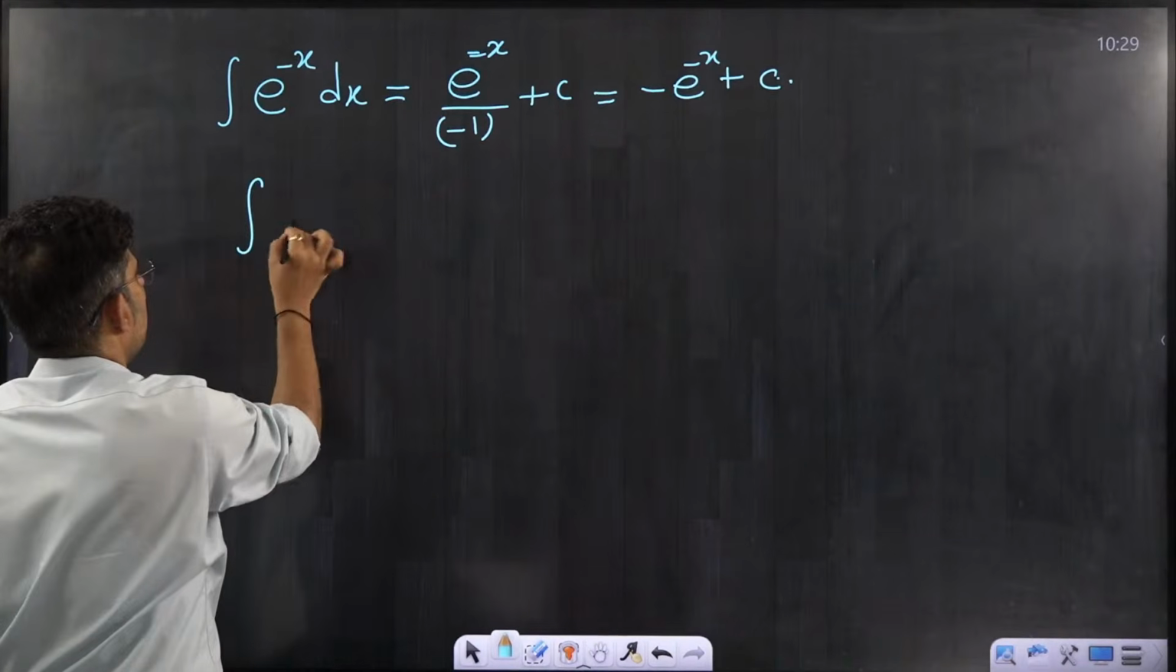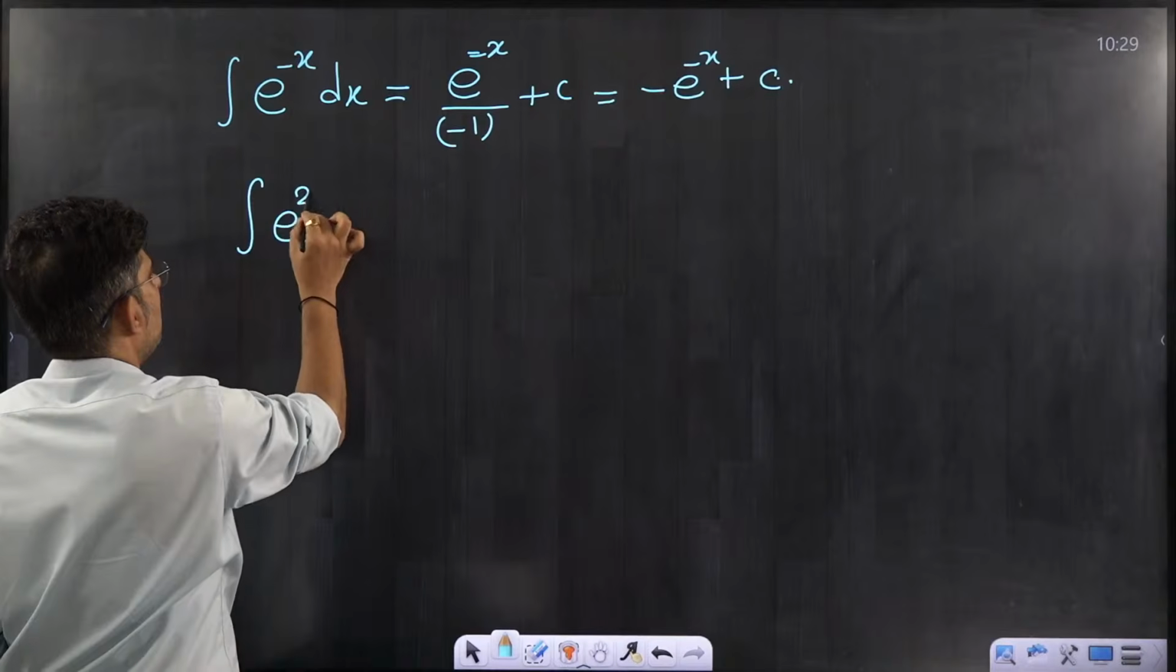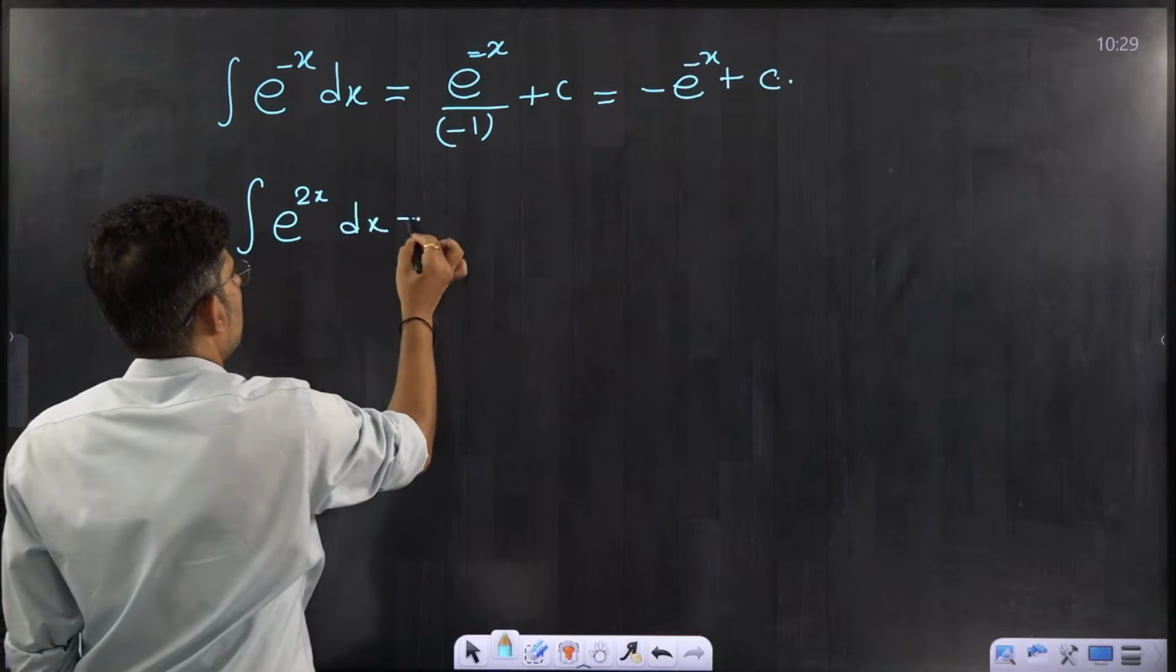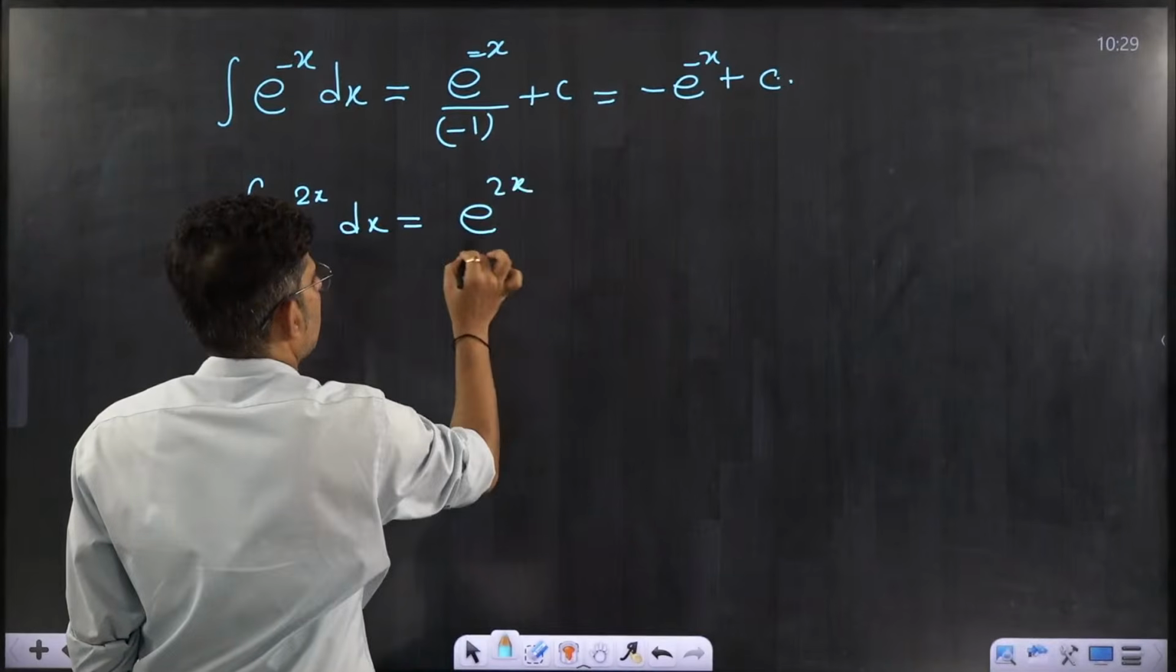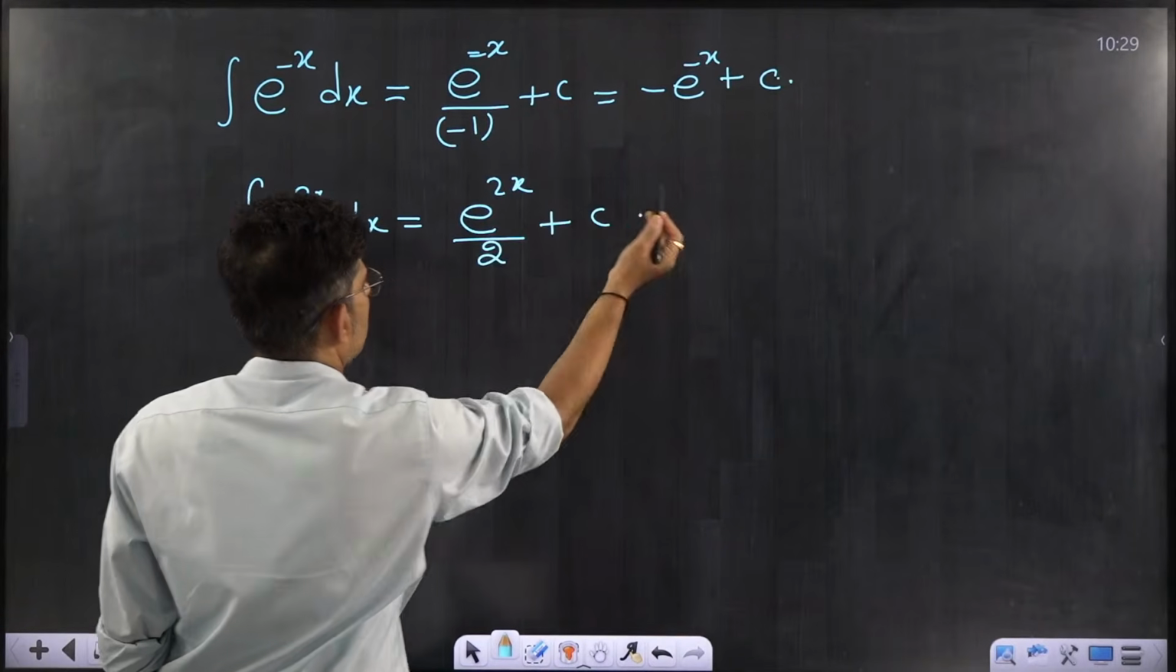If you had e to the power 2x dx, you will write e to the power 2x by 2 plus c. That's it.